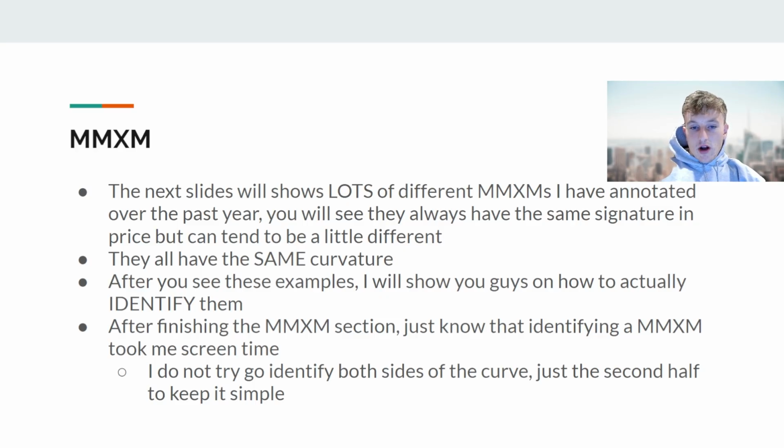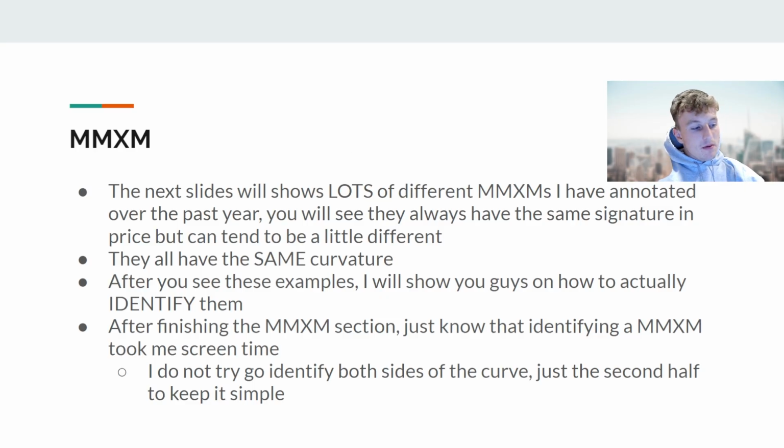They're all models I've annotated this past year, and they all have the same signature in price, but they're a little different, and I'll show you how. They all have the same curvature. These are just examples, but I'll show you how to identify them using internal range liquidity and external range liquidity after the fact. I'm going to show you them first, and then show you how to actually identify them. Identifying an MMXM took me screen time.